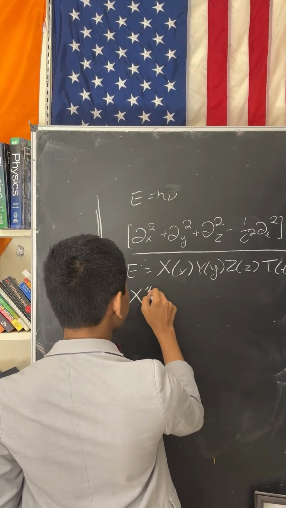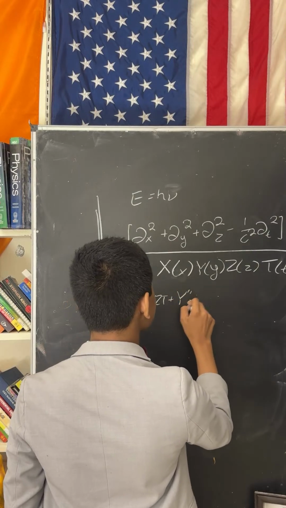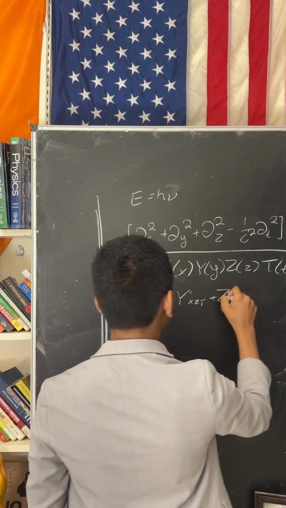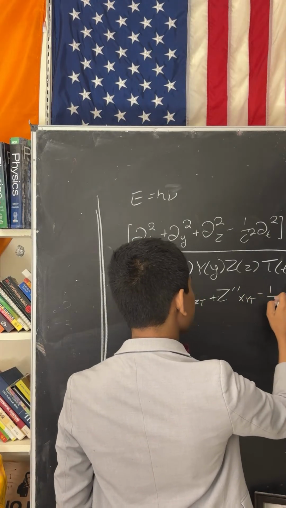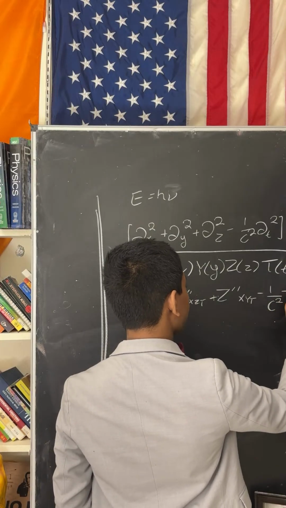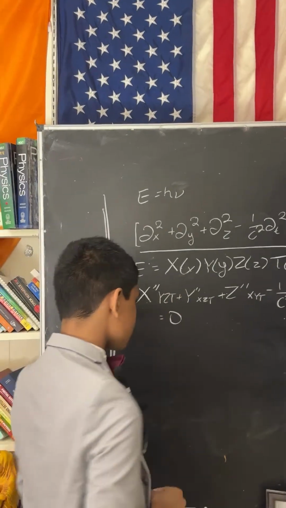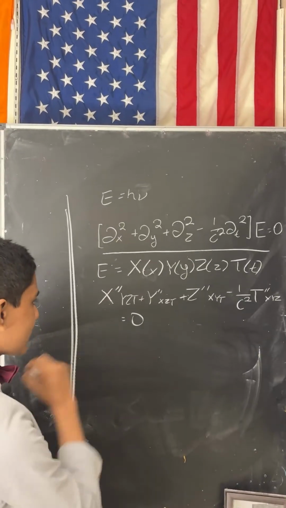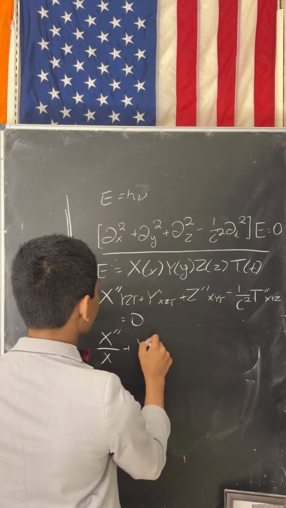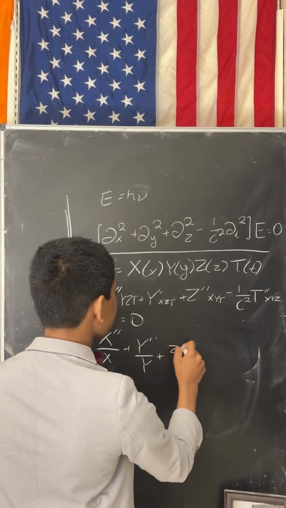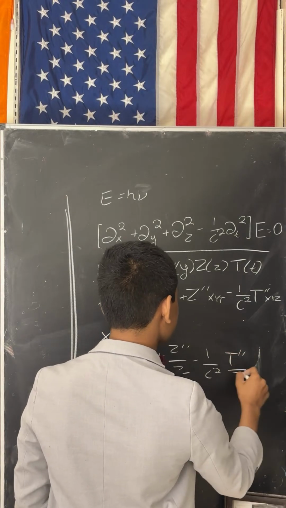We get x prime prime yzt plus y prime prime xzt plus z prime prime xyt minus 1 over c squared t prime prime xyz is equal to 0. Now we divide everything by xyzt, and we get x prime prime over x plus y prime prime over y plus z prime prime over z minus 1 over c squared t prime prime over t is equal to 0.